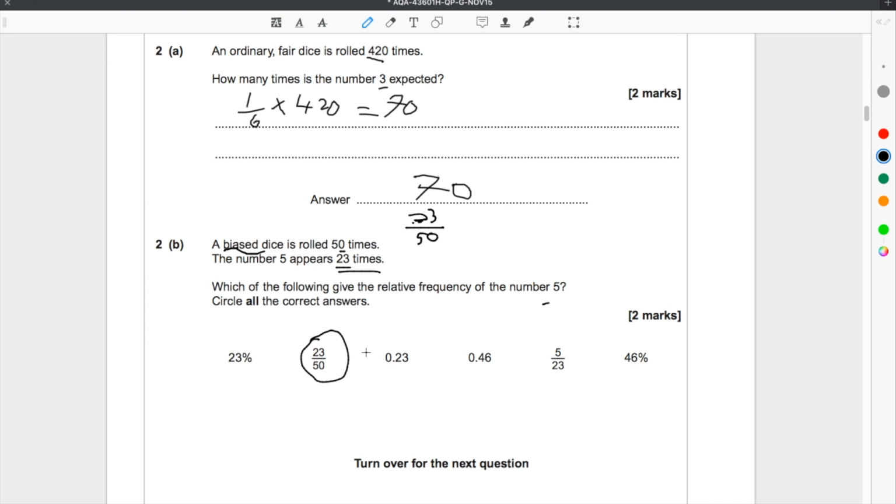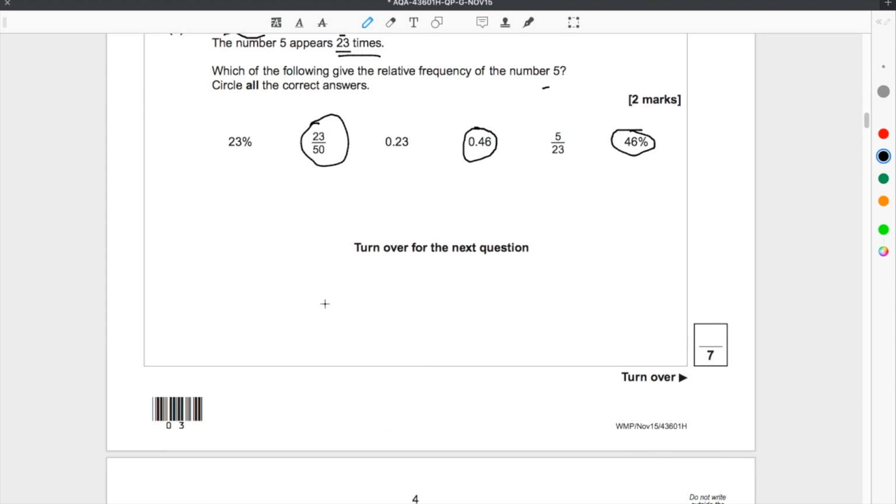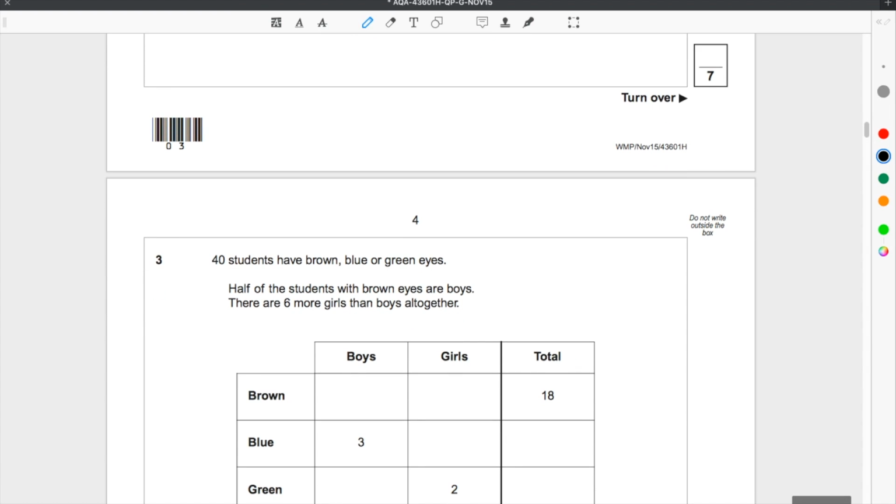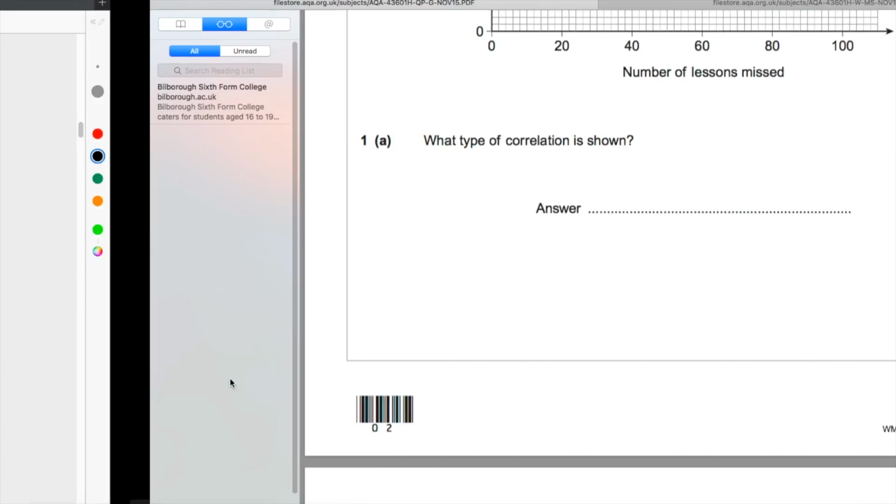So what is that equivalent to? Well, as a decimal, 23 out of 50, if we type that into the calculator, is actually 0.46, so that's equivalent to this. And as a percentage, 0.46 when times by 100 is 46%. So they're the three answers we're looking for, okay? So this is just testing our ability to convert between fractions, decimals and percentages. 23 times the number 5 appears out of 50, so that's the fraction, and we convert between the three. So that's that, and again checking using the mark scheme, let's have a look.